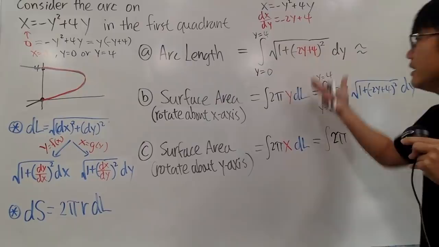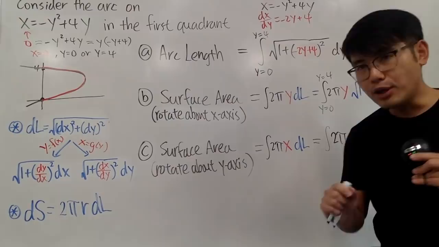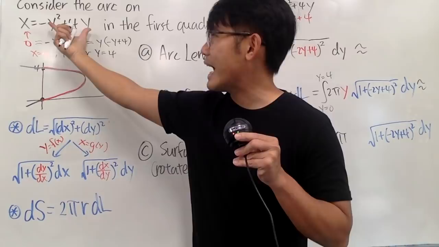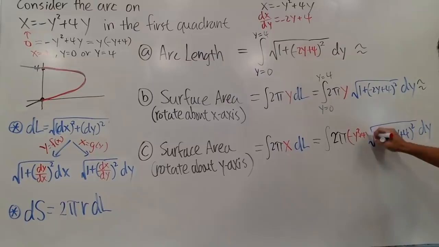Now, here's the deal. X, it's not invited in the y world. But it's okay, because we know x and y are best friends, because x is equal to this, so I will just put this down for the x. We must make that change, right? Don't forget about that. So I will open the parentheses and write down negative y squared plus 4y.